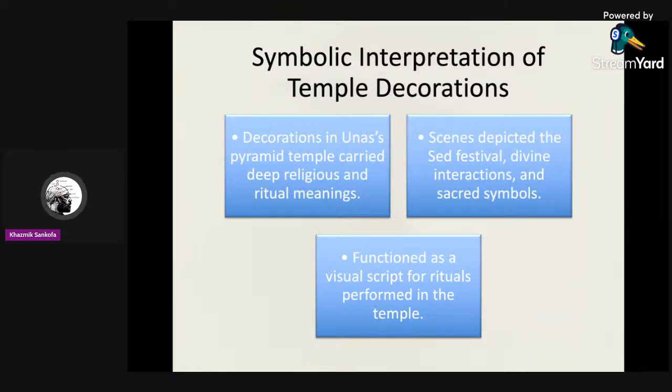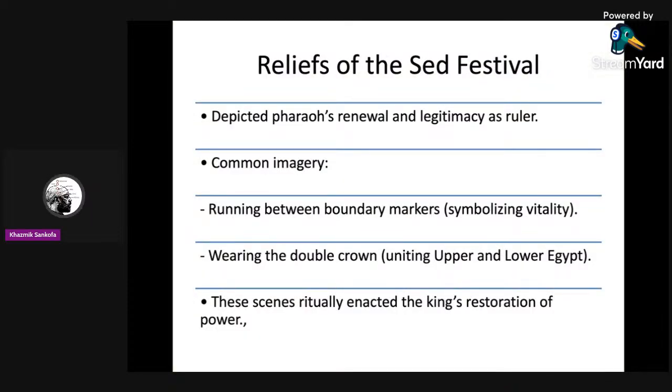So you'll hear me. I'm not going to reference the Temple of Teti the First, or the other temples that were around, or the other pyramid texts. This is strictly the Temple of Unas that I'm going to be talking about. All right. So now the reliefs on the said festival, it depicted the pharaoh's renewal and legitimacy.